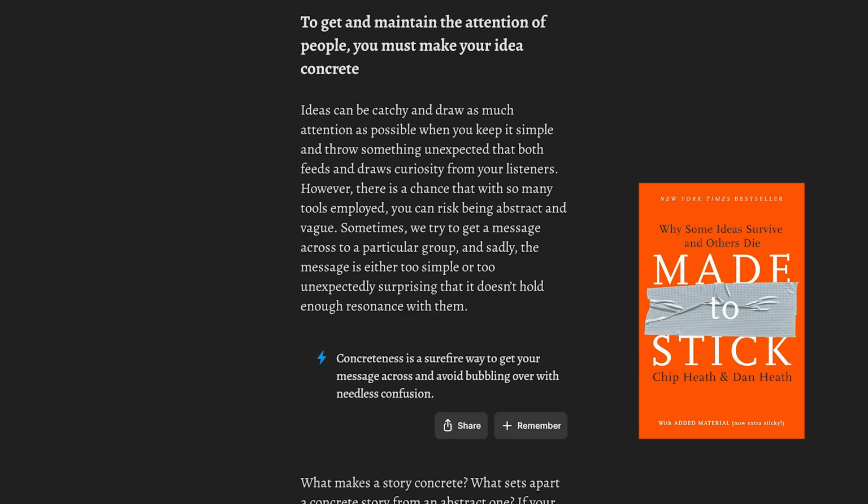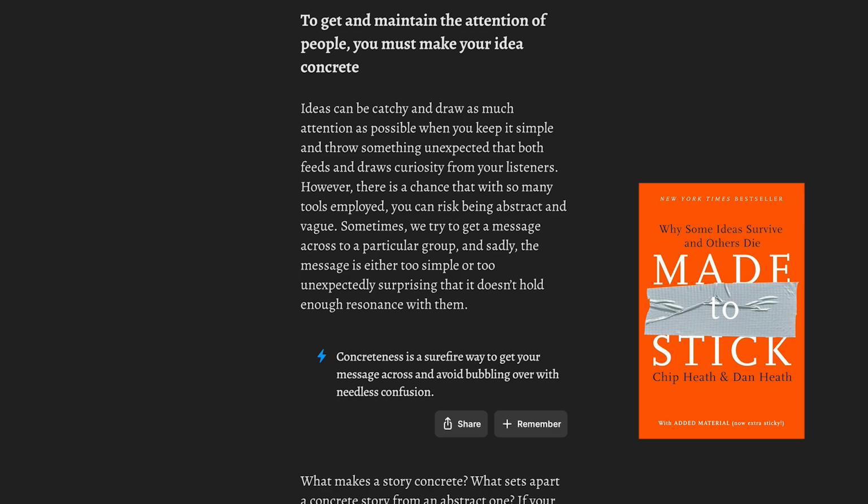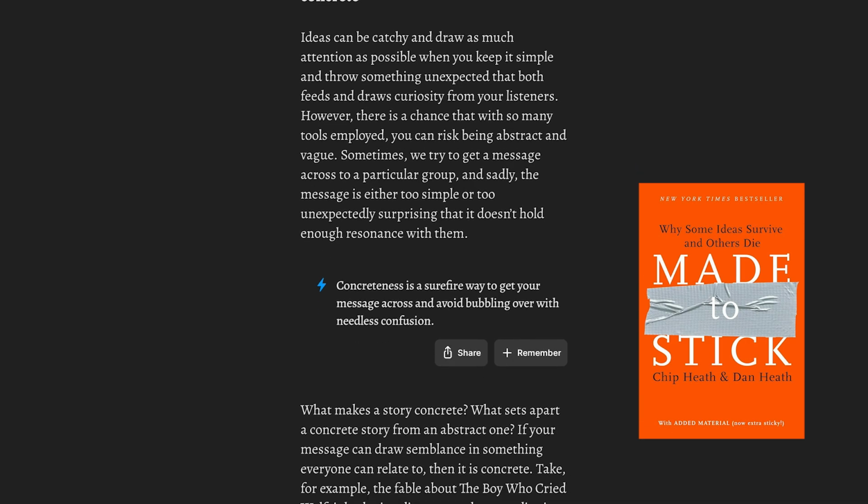Key point 3. To get and maintain the attention of people, you must make your idea concrete. Ideas can be catchy and draw as much attention as possible when you keep it simple and throw something unexpected that both feeds and draws curiosity from your listeners. However, there is a chance that with so many tools employed, you can risk being abstract and vague.